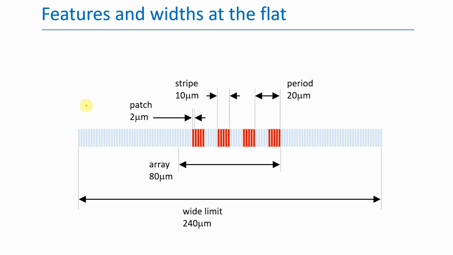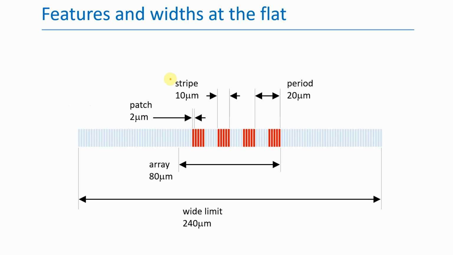The first feature is the patch. The pattern is made up of discrete patches of space, all of them identical in size, almost like individual pixels. The patch's width is the wavelength. In this example, it's 2 micrometers, also called 2 microns.